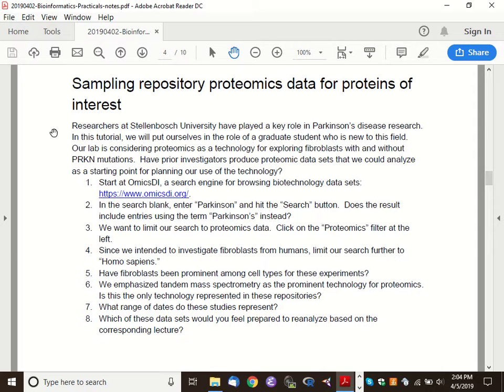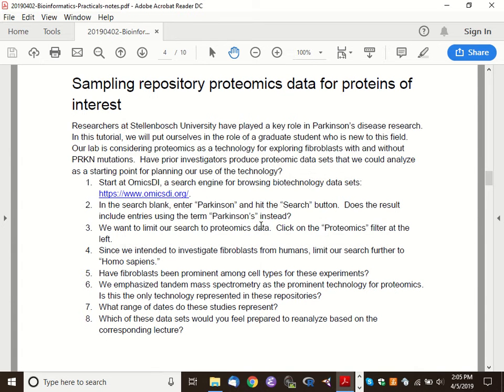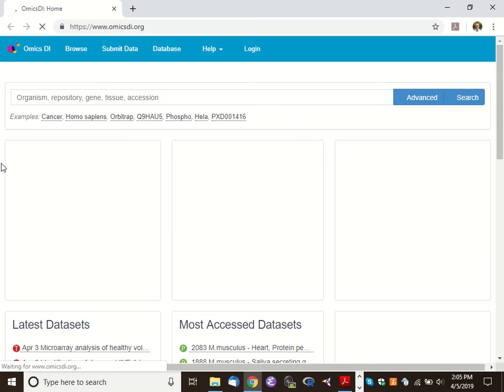Now, maybe you're not ready to do a proteomics experiment yourself and want to see what's out there that you could use. So have other people produced proteomic data sets that we could use as a starting point for us to figure out what's reasonable to expect from our first proteomics experiment? So we're going to start at an indexing service called OmicsDI, written by a friend of mine named Yasset up at the European Bioinformatics Institute.